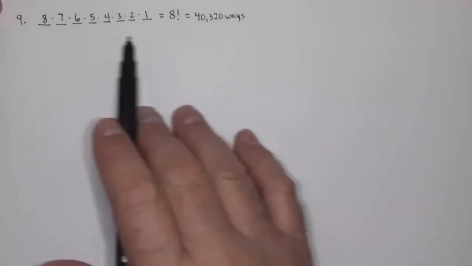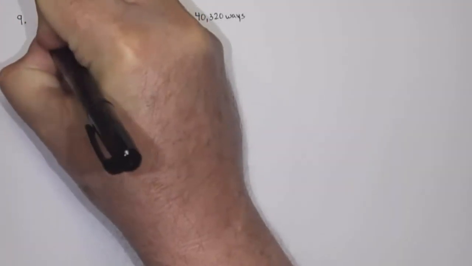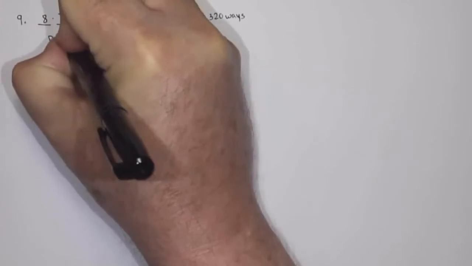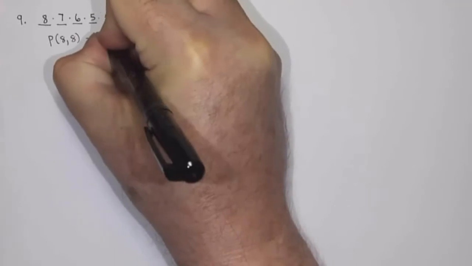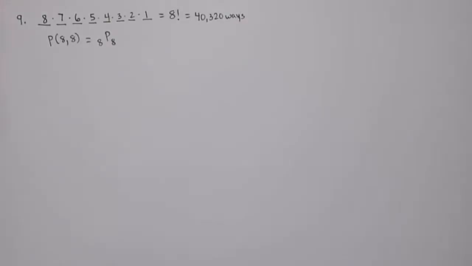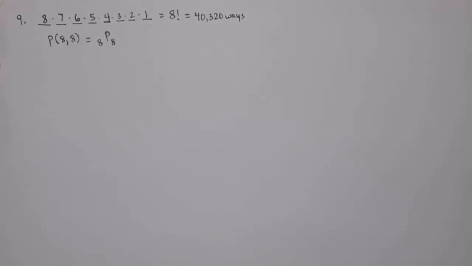Now you might also think of this as a permutation problem. So this could also be thought of as a permutation of 8 items selected 8 at a time, or if you prefer this notation, 8 permutation, choose 8, and that gives us the same result if we were to type that in our calculator. So whichever way you think of this, this would be the result.